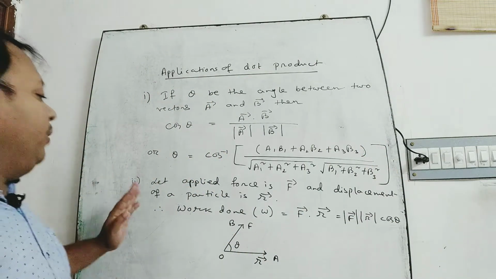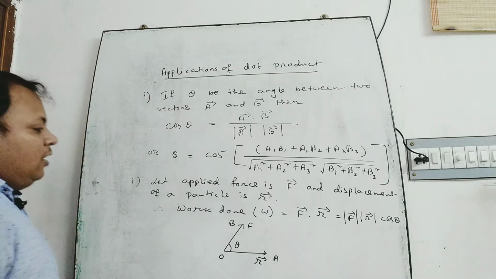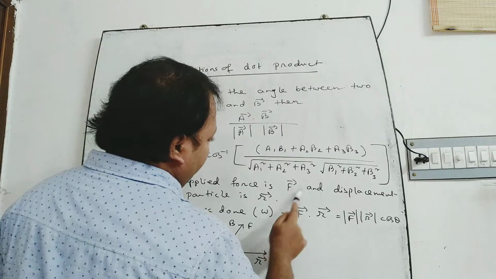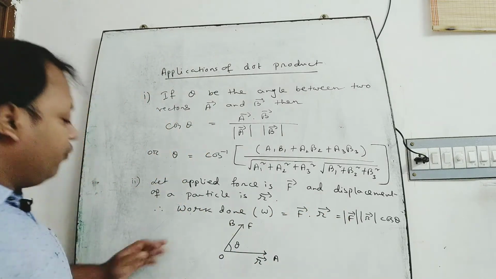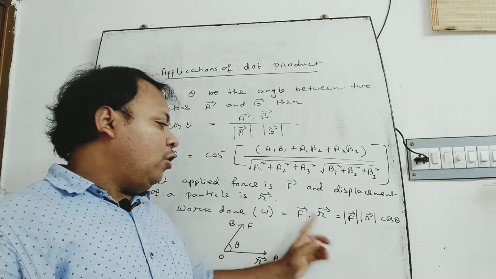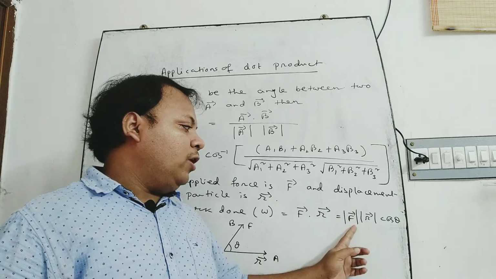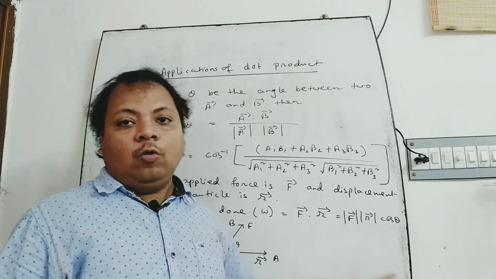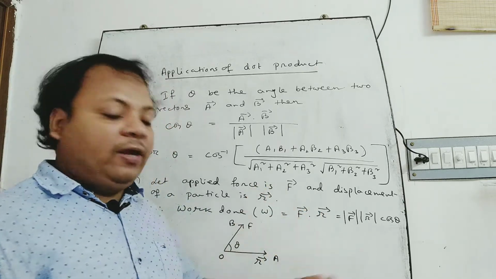The major application of the dot product is to find the work done. Let the applied force be F vector and the displacement of the particle be R vector. Therefore, the work done on the particle by the force is F vector dot R vector. This is equal to mod of F vector, mod of R vector, cos theta, where theta is the angle between the displacement and the applied force.